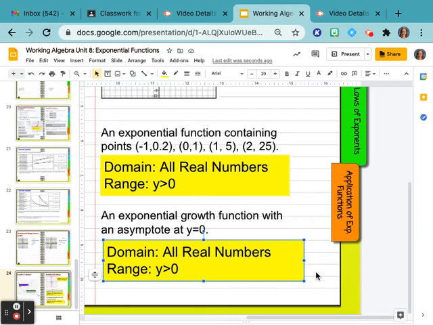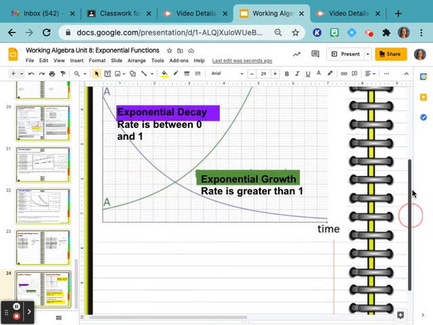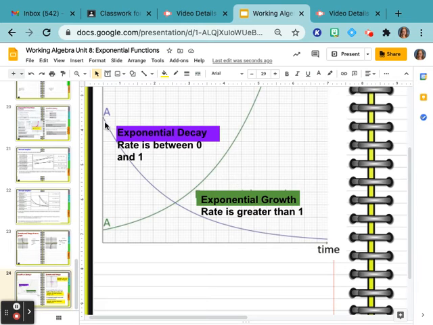What if it was an exponential decay function? What would it look like? Look back over here. Exponential decay also has an asymptote at y equals 0. So it'd be y is greater than 0. If you have an exponential decay function, it also has an asymptote at y equals 0.